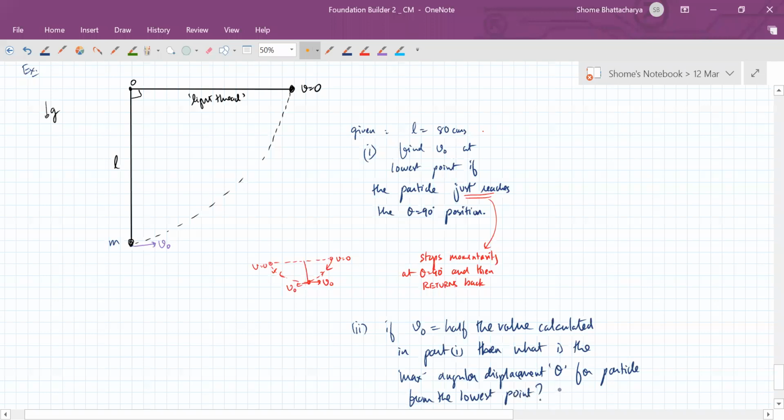And what is the tension at maximum theta? When it reaches that maximum theta, how much is the tension in the string? For this second part, the mass is given as 0.25 kg this time, or 250 grams. Take g as 10 only.